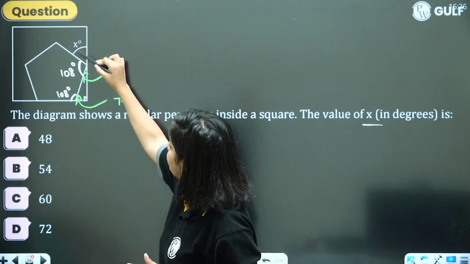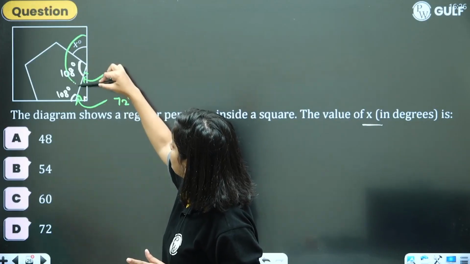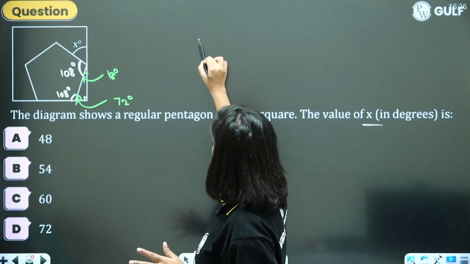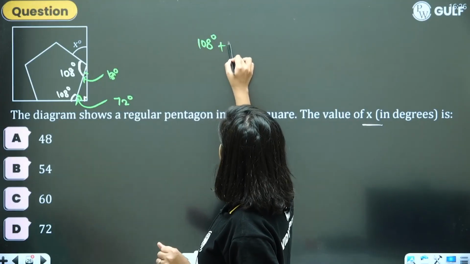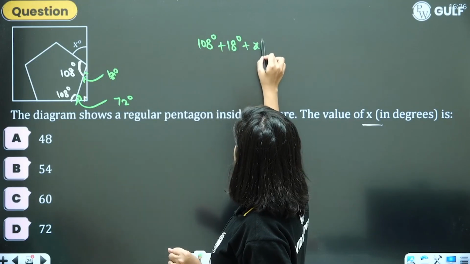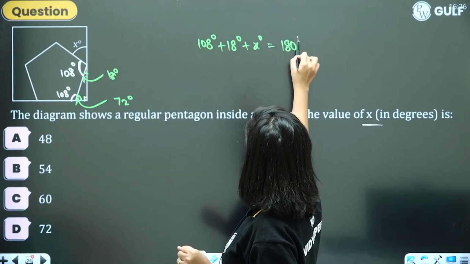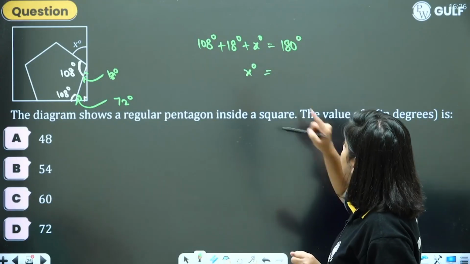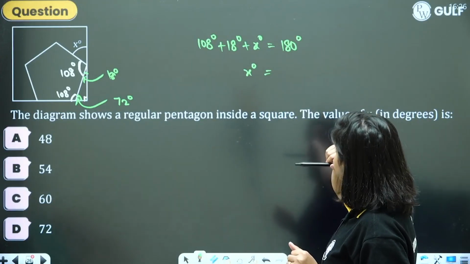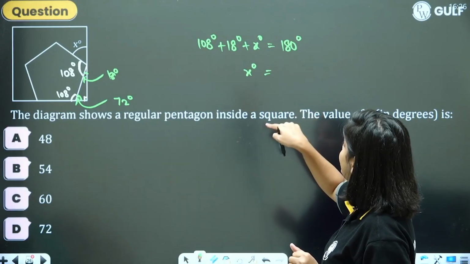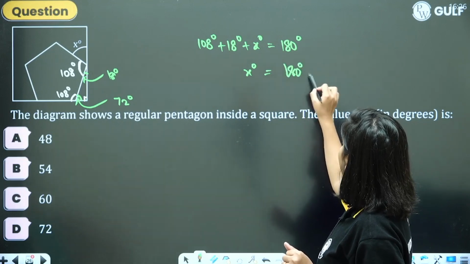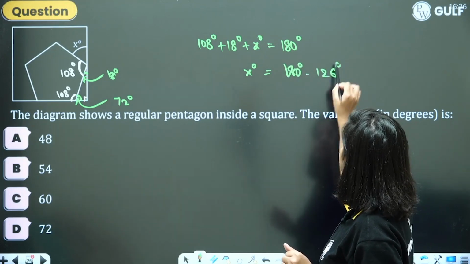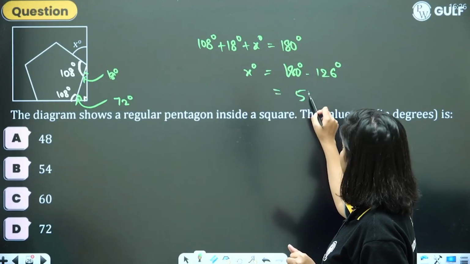The question is find this angle. So total this will be 180 degree. We have 108 degree plus 18 degree plus x degree is equal to 180 degree. X degree will be equal to how much? 108 plus 18 is 126. 180 minus 126. That's equal to 54, is it?